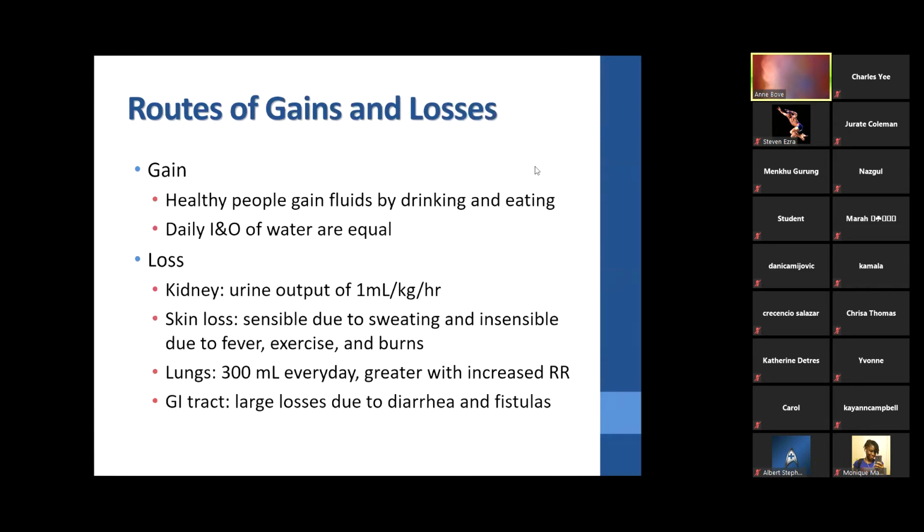In terms of gains and losses with regards to fluid, obviously you're looking at your intake and output, but what really reflects what your fluid balance is when you do daily weights on a patient. Your intake and output primarily tells you how you got there, all right? But your daily weights tell you what your fluid balance is.